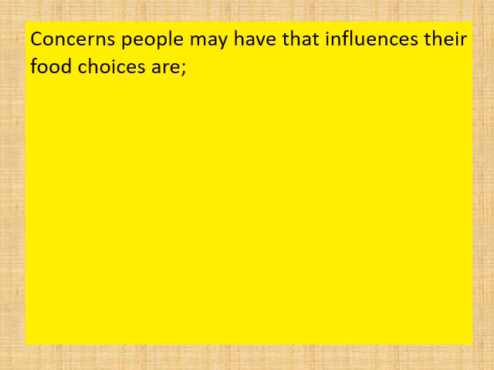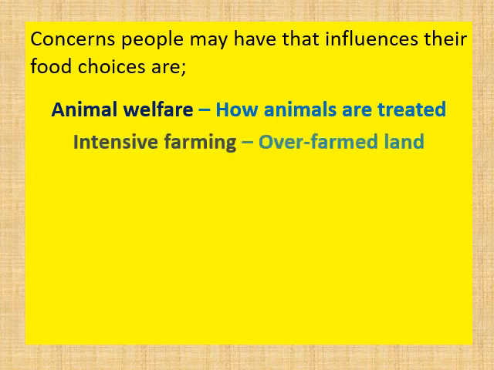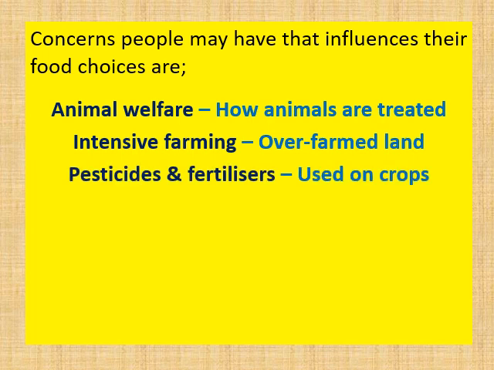So some concerns that people may have that influence their food choices, as to what they eat and why they eat it. One of them, animal welfare. Before it gets to the plate, how has that animal been treated? So animal welfare. Intensive farming, so over-farmed land. How is the farmer upkeeping with growing his crops or rearing his livestock? Pesticides and fertilizers used on crops. So this is a factor that may influence people and their food choices.